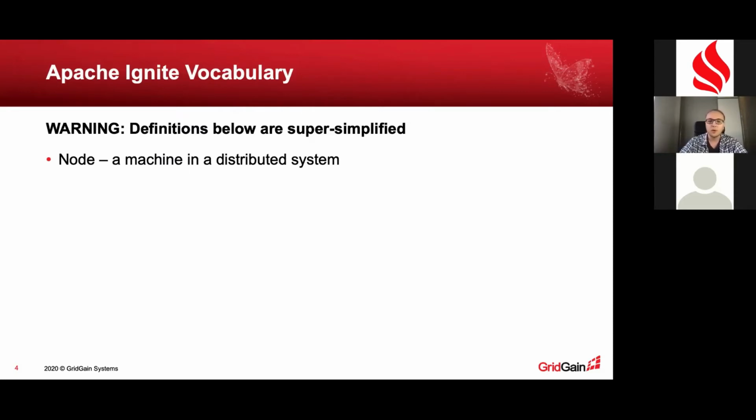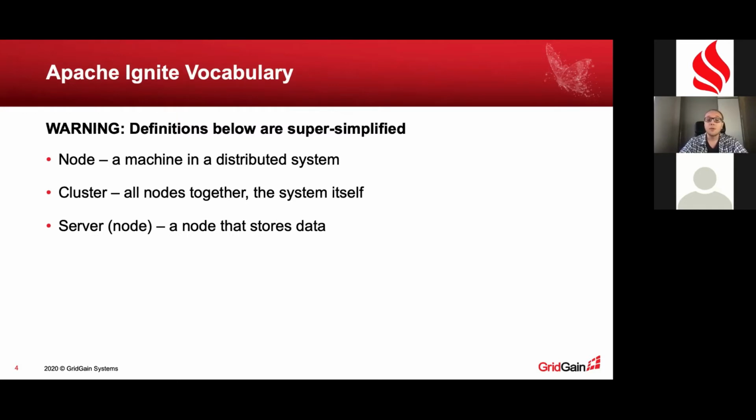So first, a node. A node, you can think of it as any machine connected to a distributed system, a part of our system. The cluster is the system itself, all nodes together, the collection of all of our nodes connected. A server or server node is a kind of node that stores data in Apache Ignite.